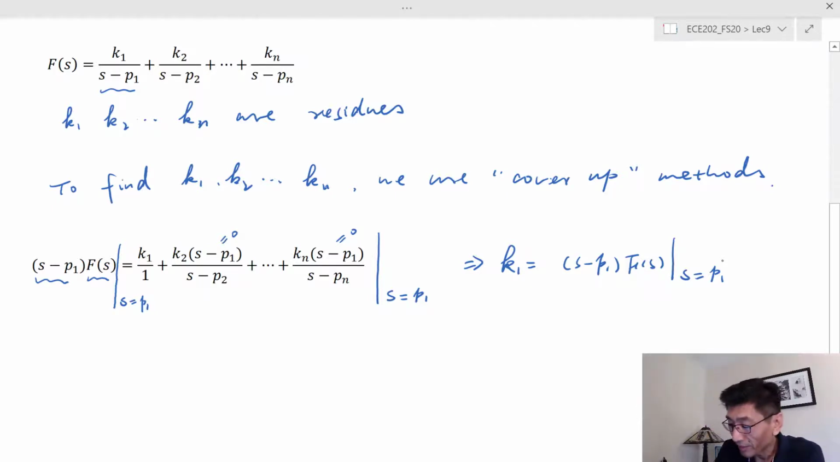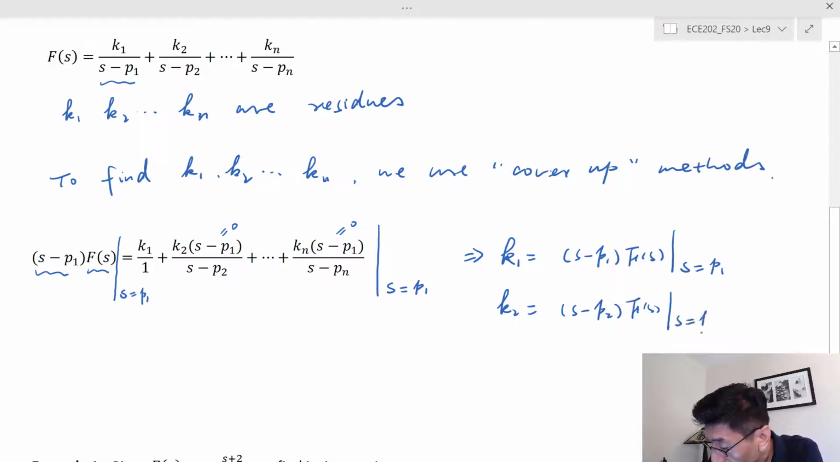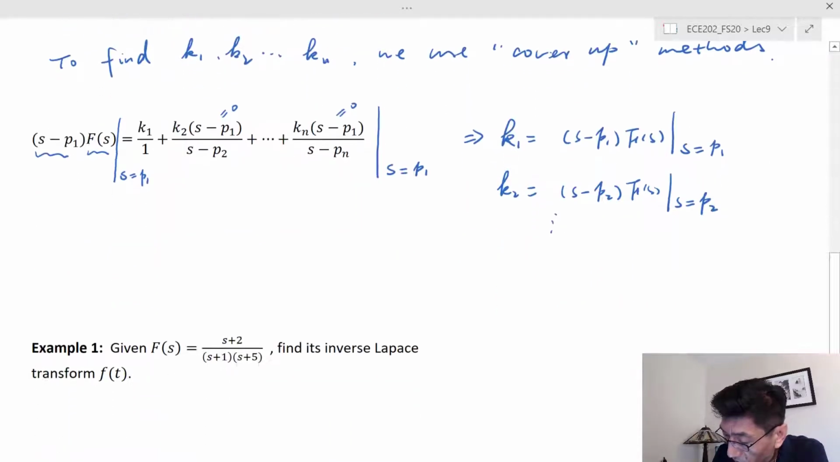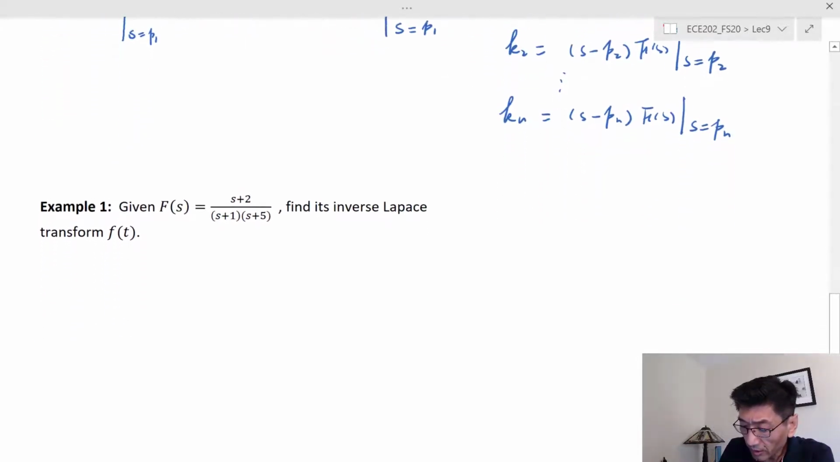Looks amazing, and we can do a similar thing for K2, where we multiply S minus P2 times F(s), and we evaluate that at the second pole. And then you can do this for all the residues you have: S minus P sub n times F(s), evaluated at S equal to P sub n, right? So let's look at this example here.